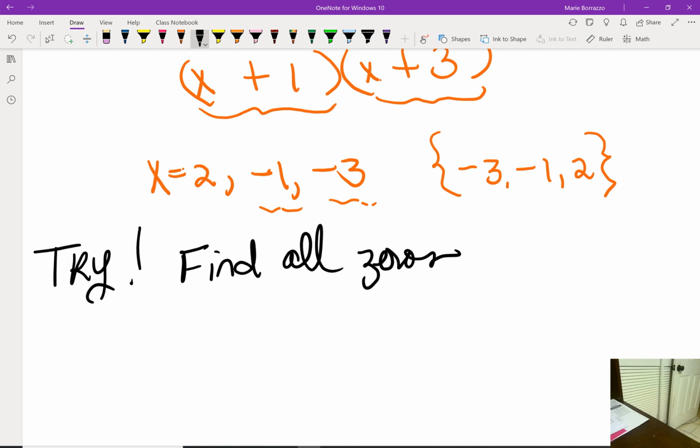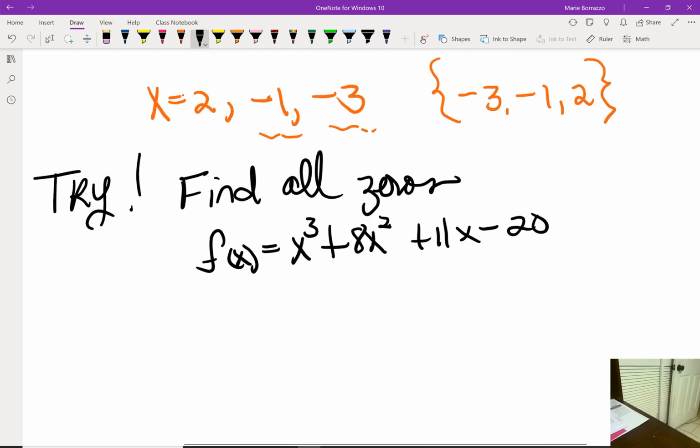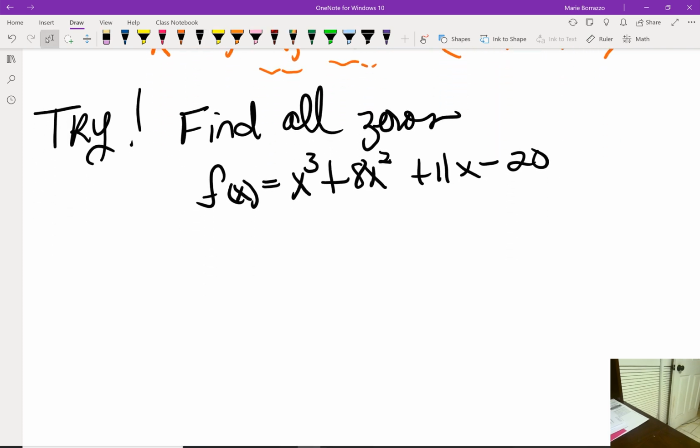And so they give us f of x is equal to x cubed plus 8x squared plus 11x and minus 20. And you will notice that technically you cannot use factor by grouping.